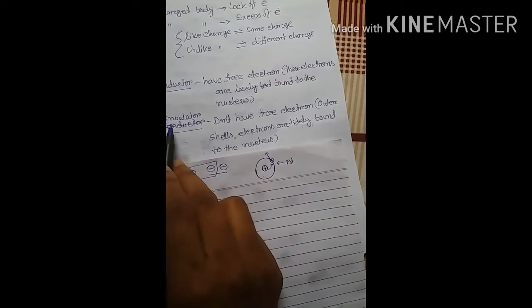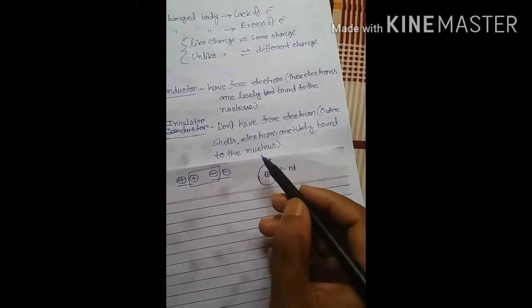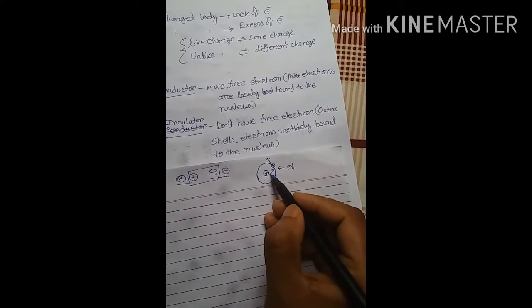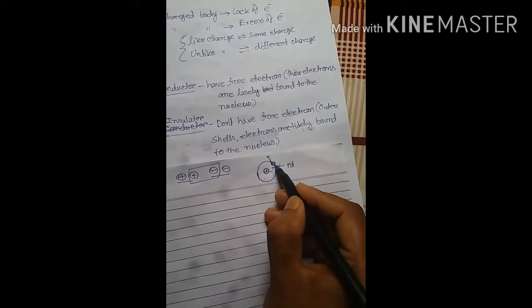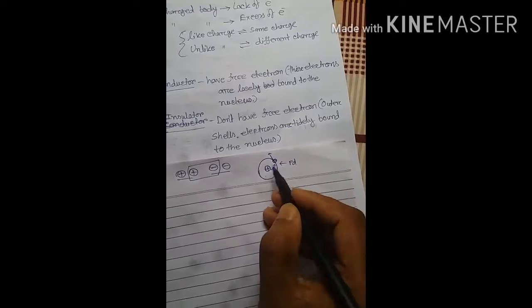The next term is insulator. Insulator means it doesn't have free electrons. Not having free electrons means the outermost electron is tightly bound to the nucleus.